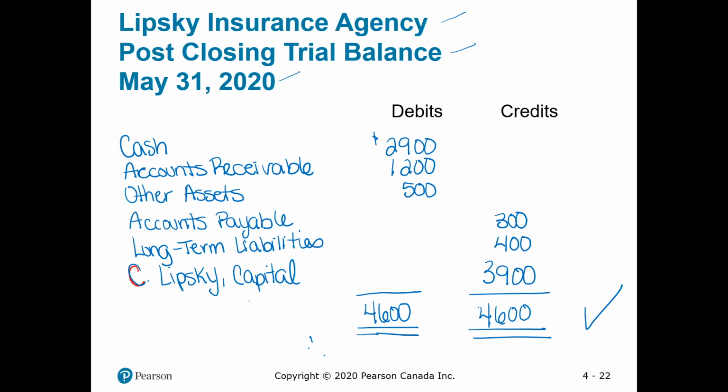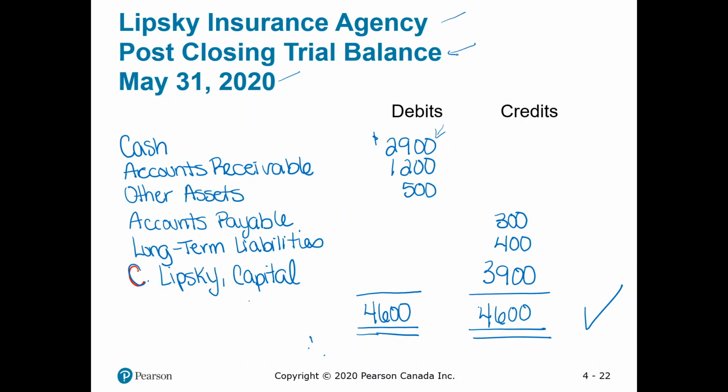And that is why I had to update this cash amount. So this question didn't particularly follow through to the post-closing trial balance, but because I wanted it to, if I had used the $1,000 in cash that it gave us, we wouldn't balance here. So that was why I had to update that.